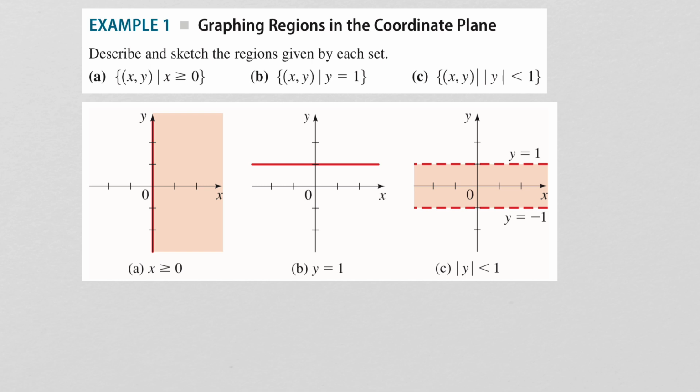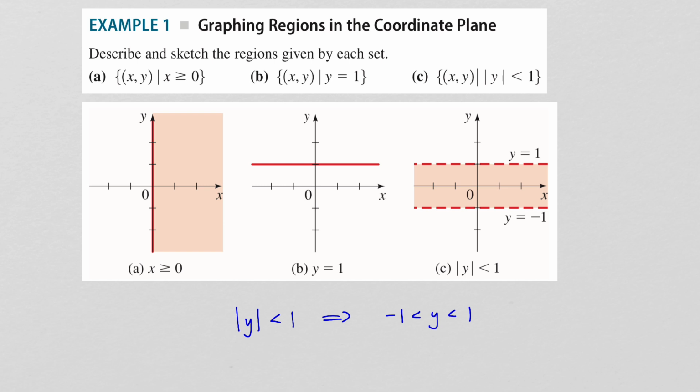And finally, the set of all points x, y such that the absolute value of y is less than 1. So recall that absolute value means distance from 0. So if the absolute value of y is less than 1, this would mean that y would have to be in between 1 and negative 1, right? Because the distance that y is from 0 has to be less than 1 unit.